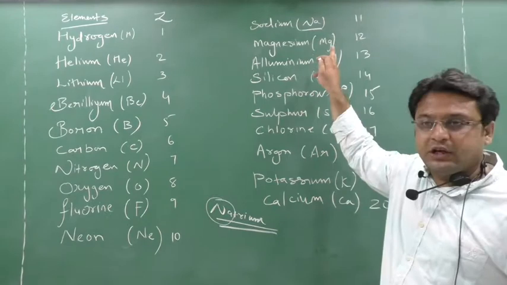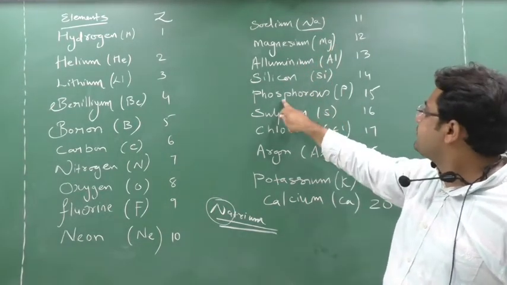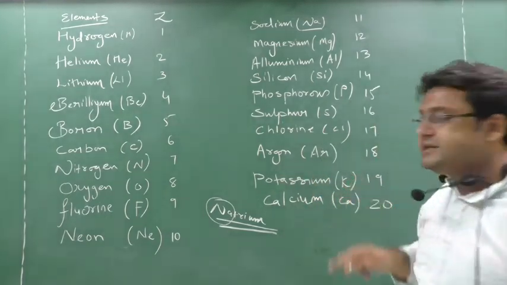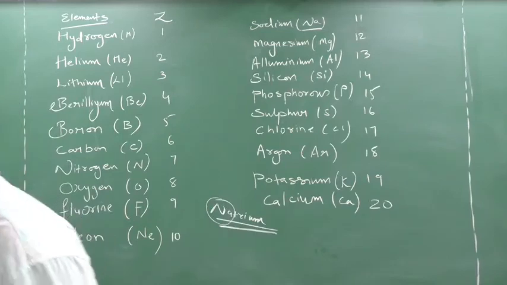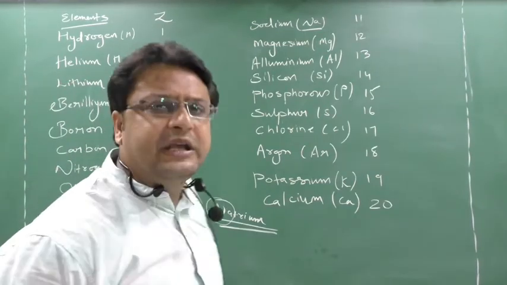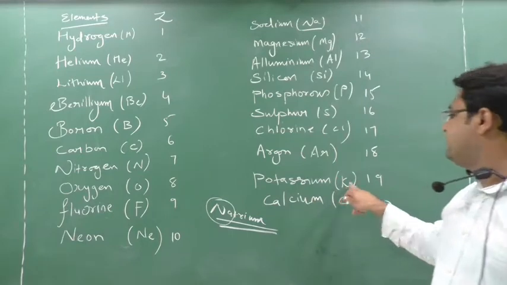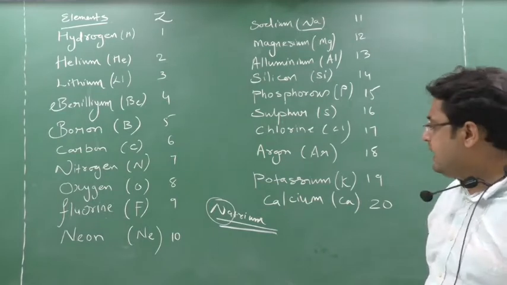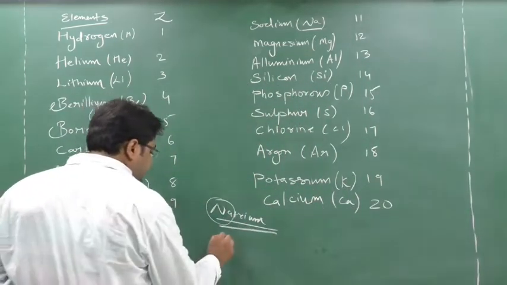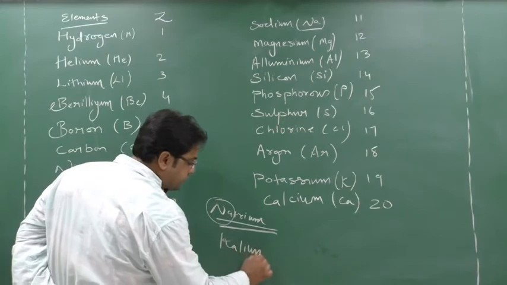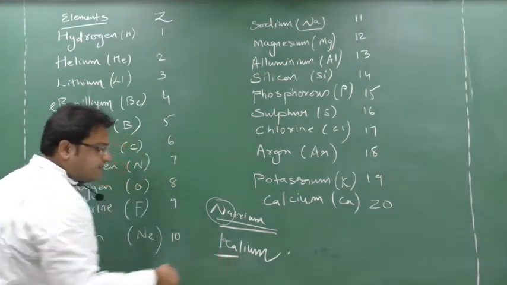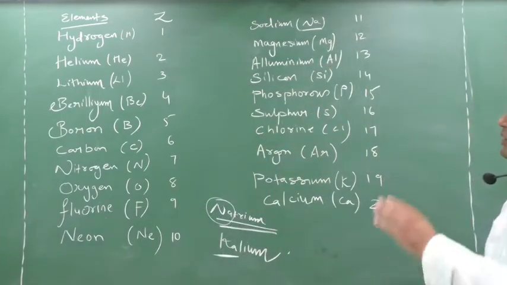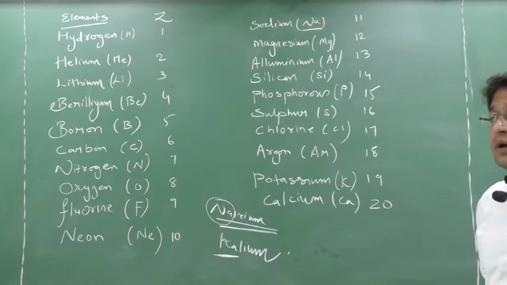Next, magnesium is Mg, aluminium Al, silicon Si, phosphorus P, sulfur S, chlorine Cl, argon Ar, and potassium is K. According to you, the potassium symbol should be PO or PT or PM, something like that, okay? But its symbol is K. Why? Because this symbol also has been taken from the Latin name, and the Latin name of potassium is Kalium. So from that they have taken K. And then calcium.